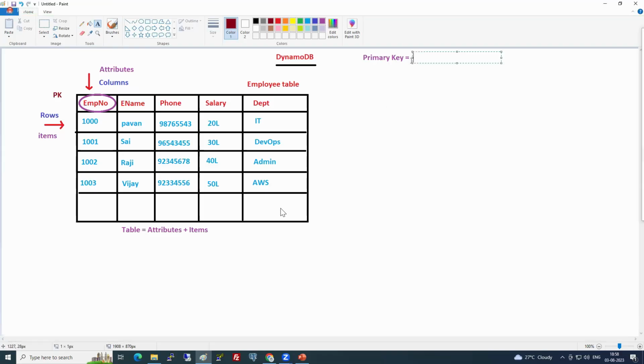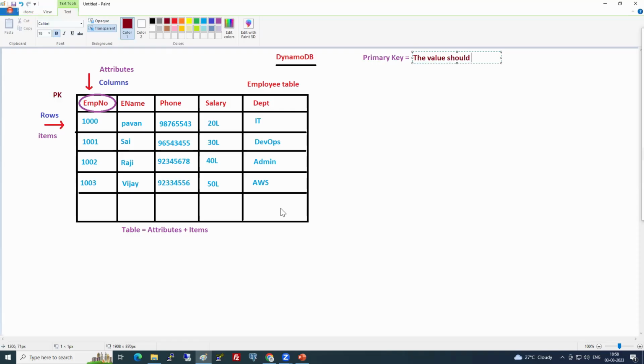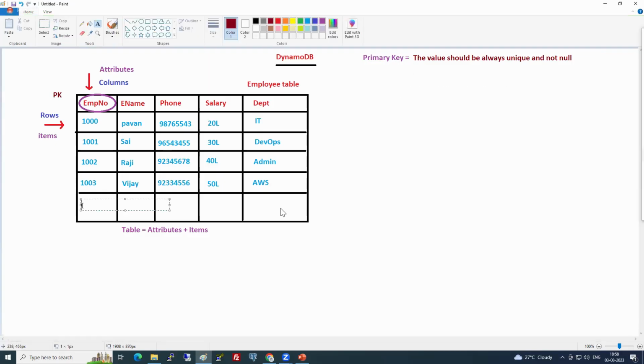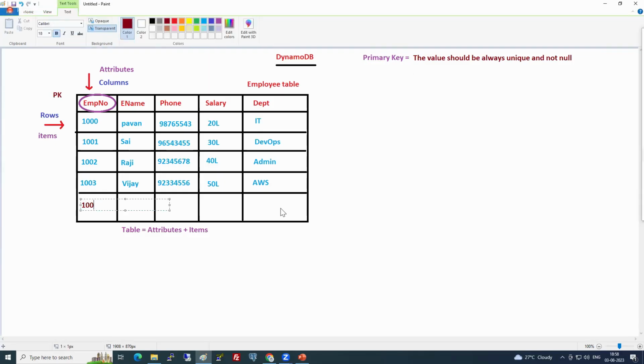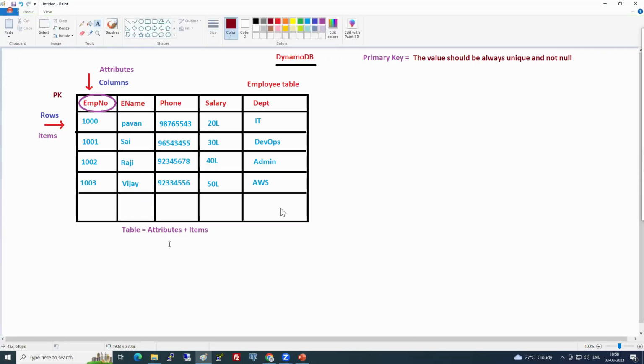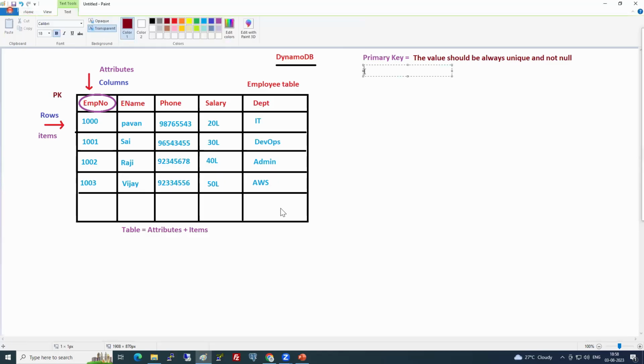So primary key, the value should always be unique and not null. Employee number is always unique. Is it possible to have a 1003 again? No, that should always be unique. So that is the primary key. In DynamoDB, we call the primary key the partition key. Instead of calling it primary key, we call it partition key. Very important.